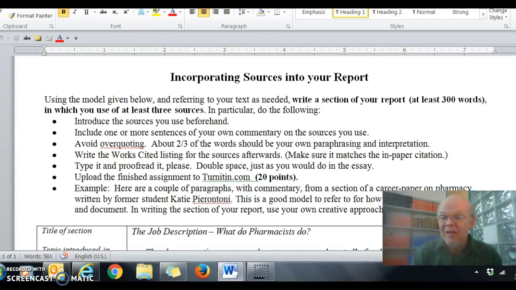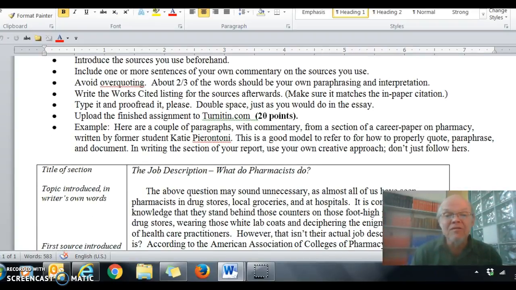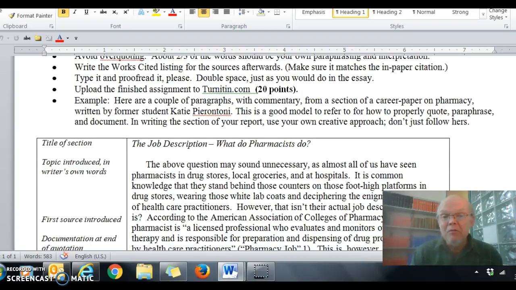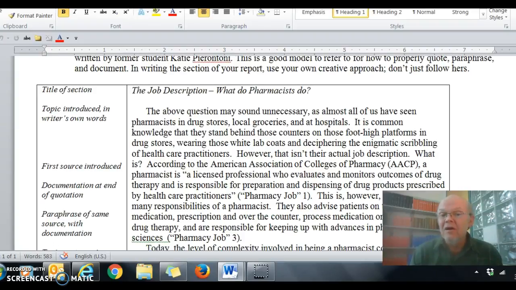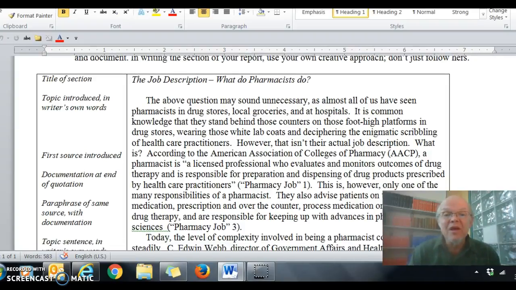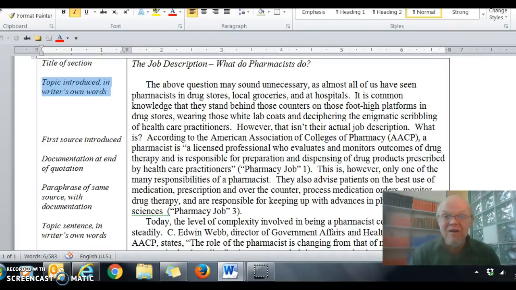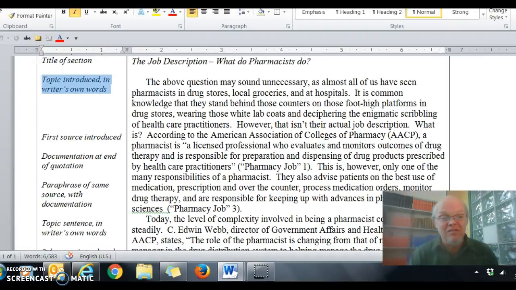We don't have time to read out loud together, but I'll point out a few things in this model from Katie Pirantoni, a student from some years ago. This is a section of Katie's essay about pharmacy, the job description section. There's the section heading, and as you read, as you study this model, you will see that the things we were just talking about are illustrated in Katie's writing. She is the one in control. At the start of this section, in her own words, she talks about what pharmacists do. Her own voice, in a very nice way. You get a sense of Katie's voice, right?